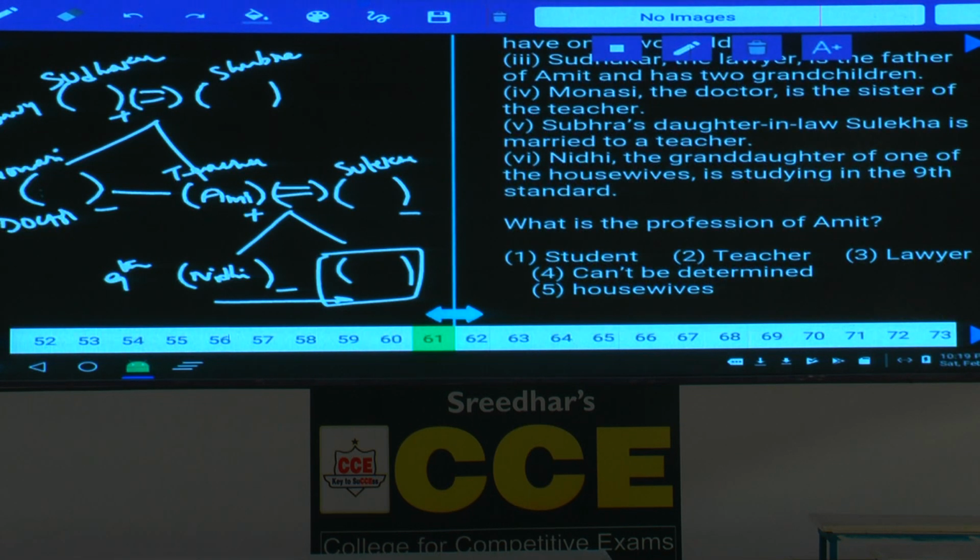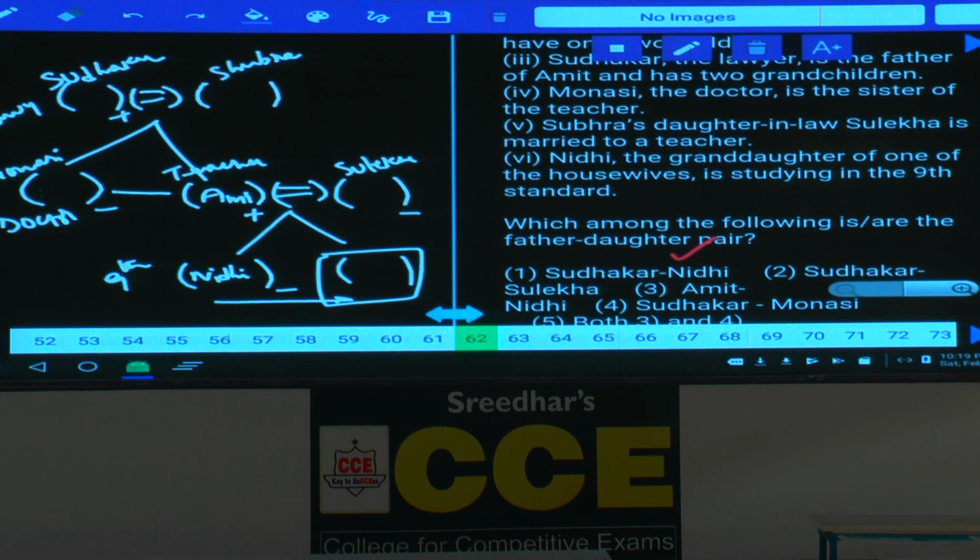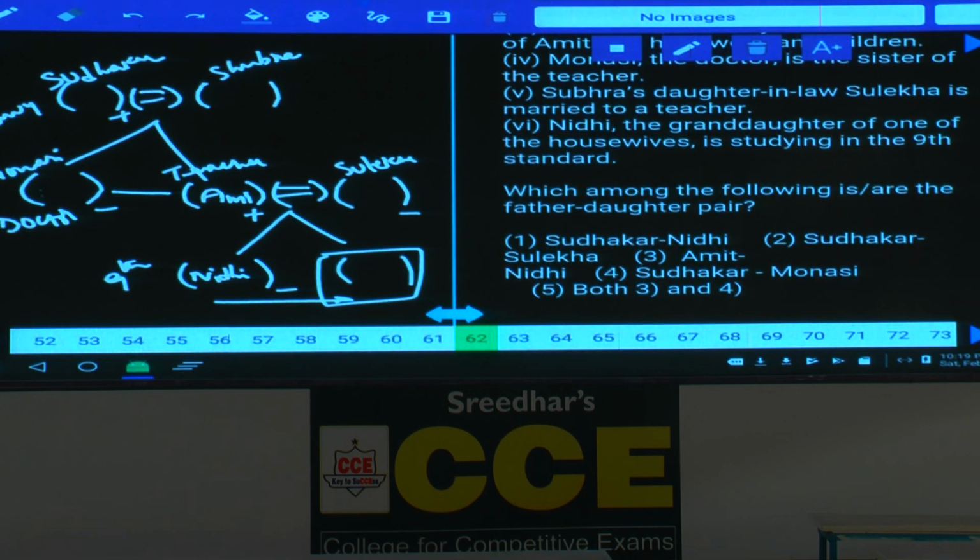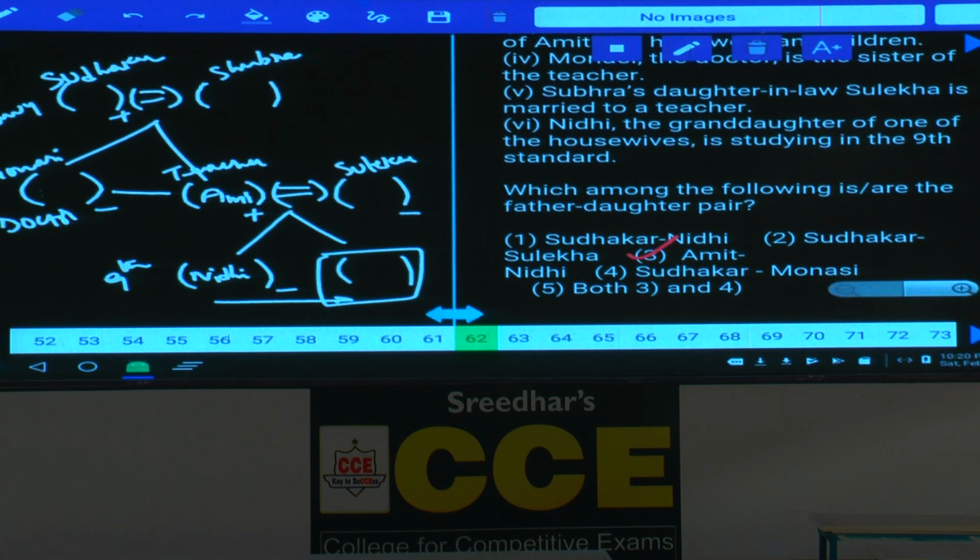Then tell me, what is the profession of Amit? Yes, Amit's profession. Amit is what? Amit is a teacher, that is choice 2, question 61. Then question number 62. Which among the following is or are the father and daughter pair? Sudhakar, Nidhi, daughter and father pair? False. Sudhakar and Sulekha are what? Father-in-law and daughter-in-law. Amit and Nidhi, yes, Amit and Nidhi is the father and daughter combination, that is choice 3.